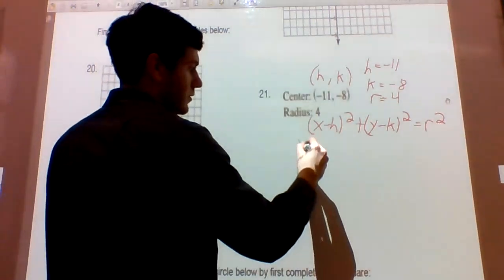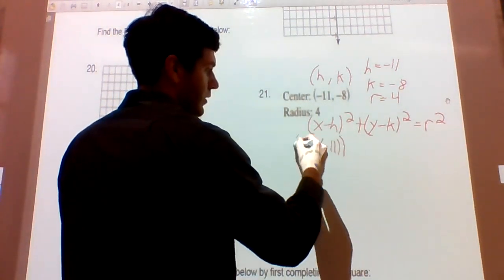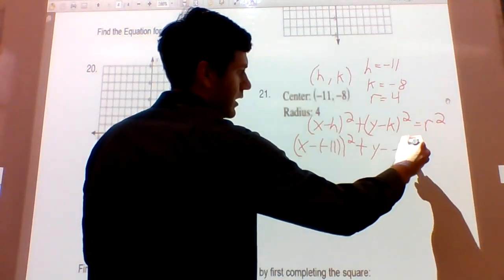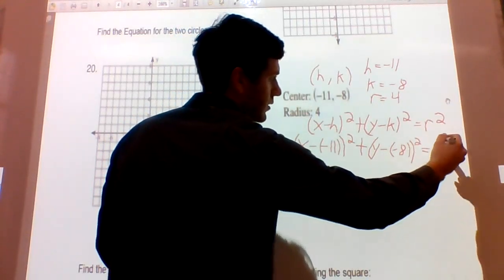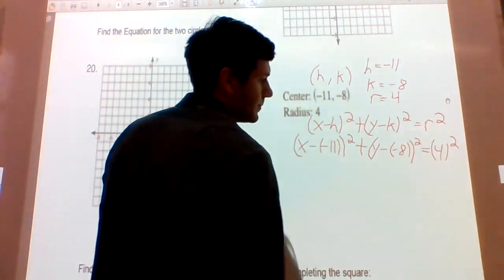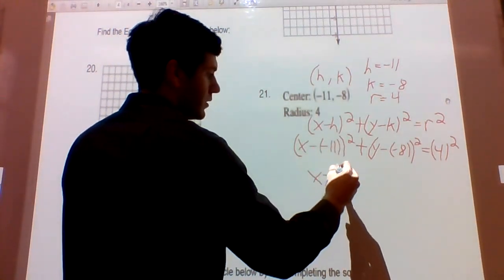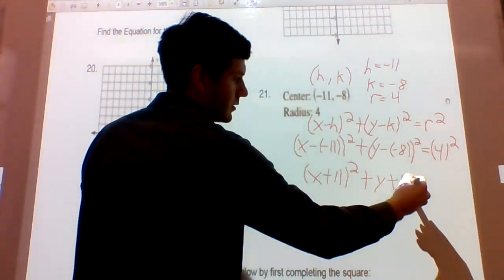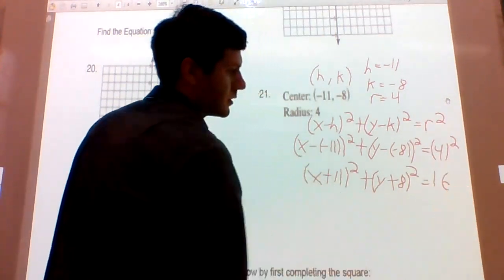So x minus a negative 11 quantity squared plus y minus negative 8 quantity squared equals 4 squared. Two negatives make a positive, so we have x plus 11 squared plus y plus 8 squared equals 16.